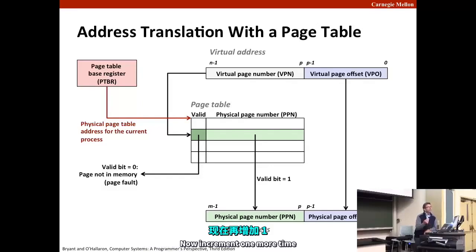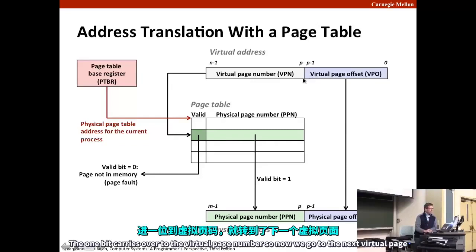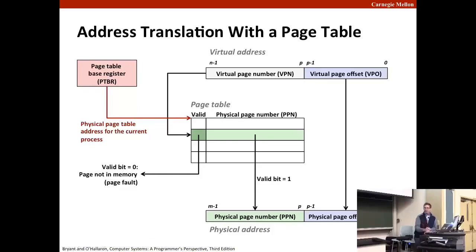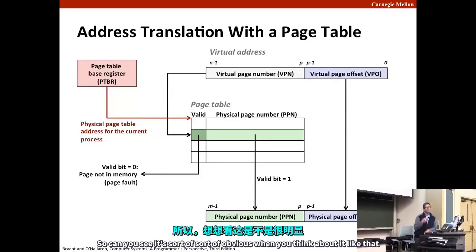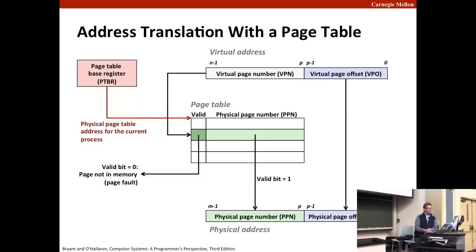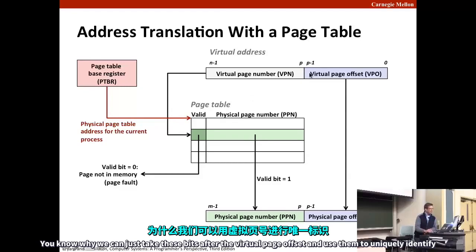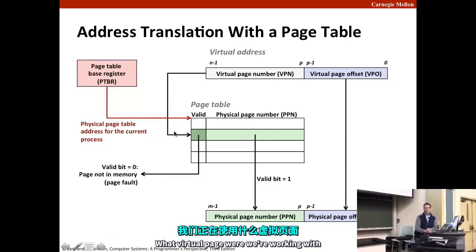Now increment one more time. The 1 bit carries over to the virtual page number. So now we go to the next virtual page, and it's at an offset of 0. So can you see it's sort of obvious when you think about it like that. You know why we can just take these bits after the virtual page offset and use them to uniquely identify what virtual page we're working with.